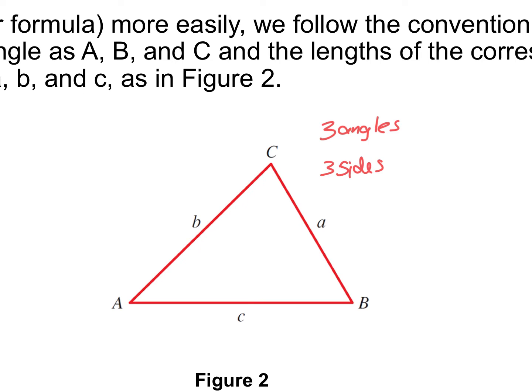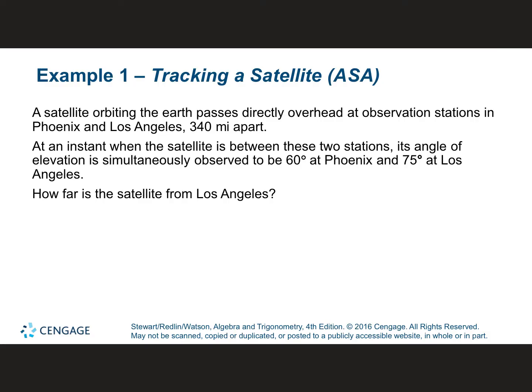When it says solve, you need to know all the side lengths and all the angle measures. So it's not going to say find side B, side C, and angle B. It's going to say solve the triangle, and you guys need to find all the missing pieces. So make sure you understand that.